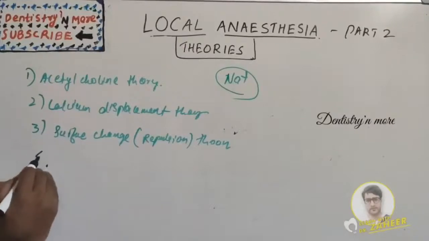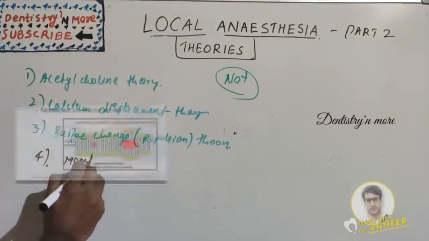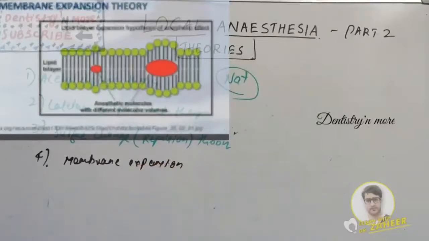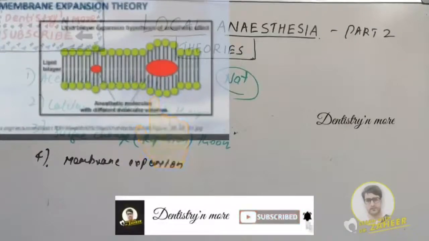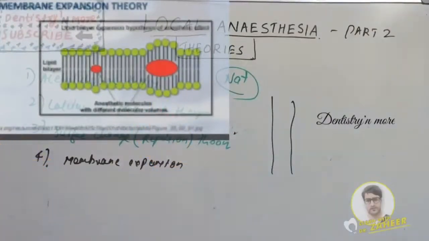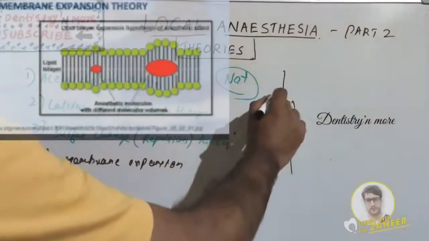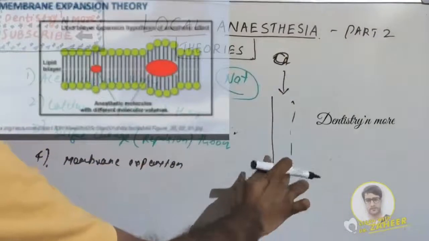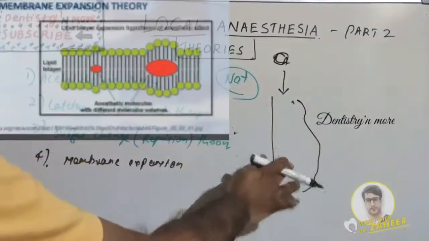The fourth one is the membrane expansion theory. It states that local anesthetic molecules diffuse to hydrophobic regions of membranes and produce a disturbance in the bulk membrane structure and expand the membrane, preventing an increase in the permeability to sodium ions. If this is the membrane, the LA molecules enter and the membrane changes to a different shape, or it expands.